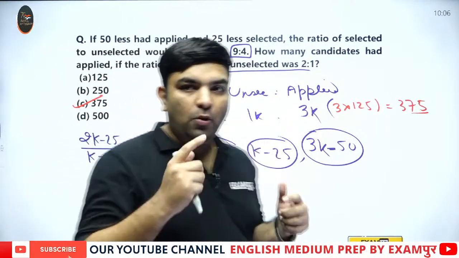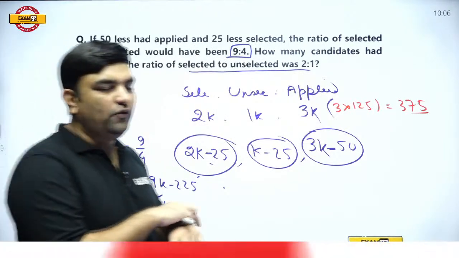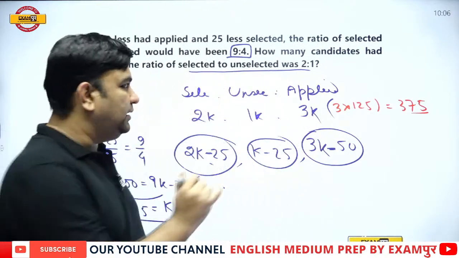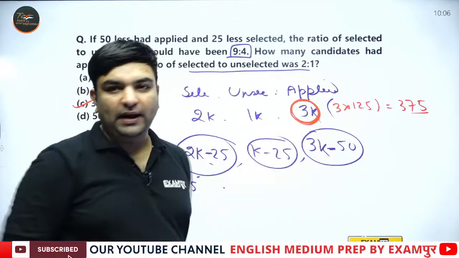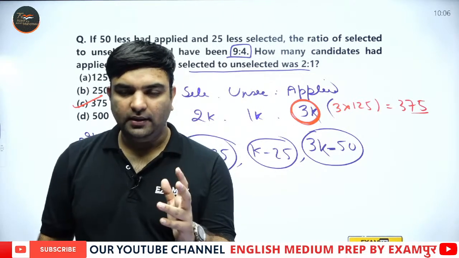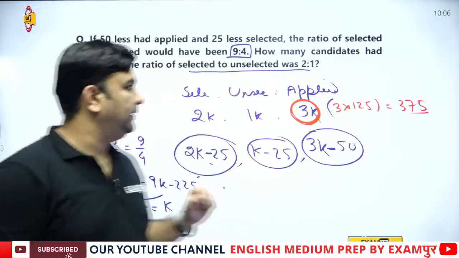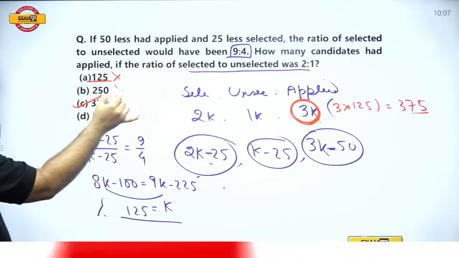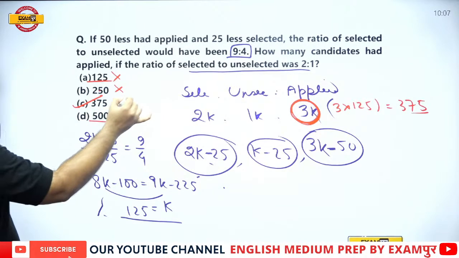Now, one more innovative way. What is that innovative way? Initially, total applied was 3K, so the answer should be a multiple of 3. Is this a multiple of 3? No. Is this a multiple of 3? No. Is this a multiple of 3? No. 7, 12, 15. This is a multiple of 3. Answer.